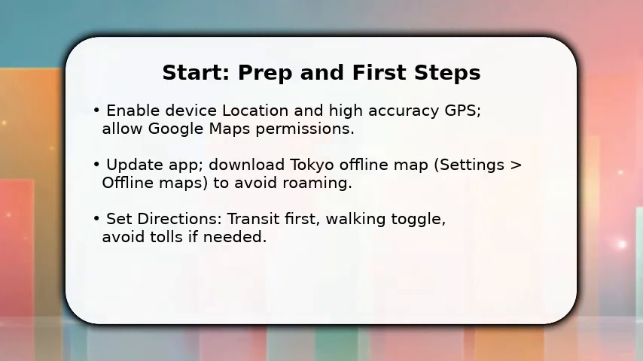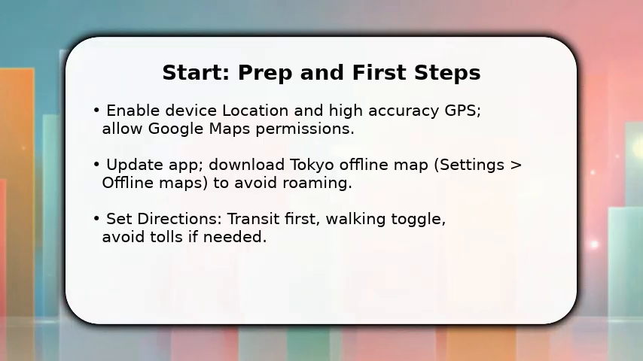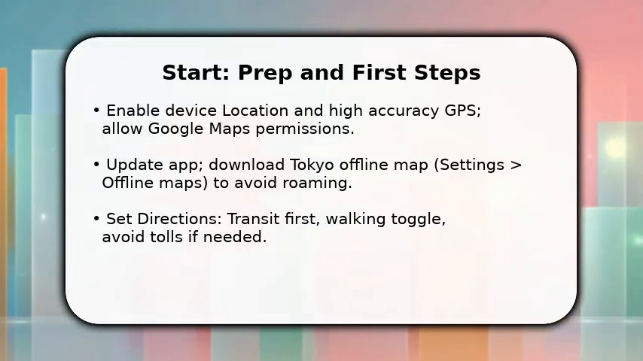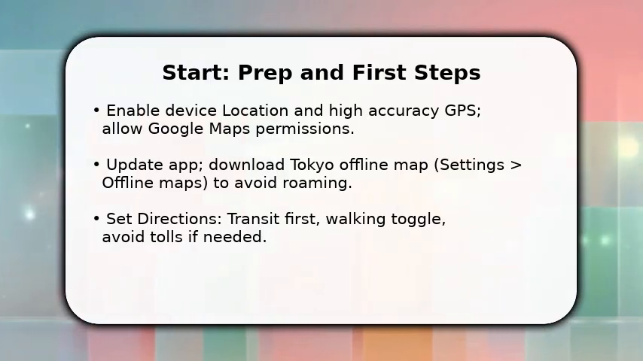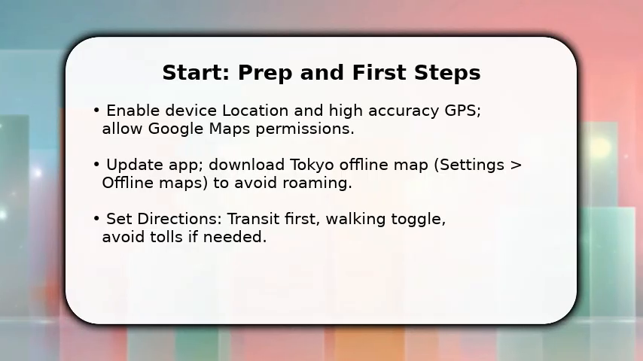You'll begin by getting location and offline data ready. Enable high-accuracy location and grant maps permission. Once done, update the app and download the Tokyo offline map so you won't rely on roaming.